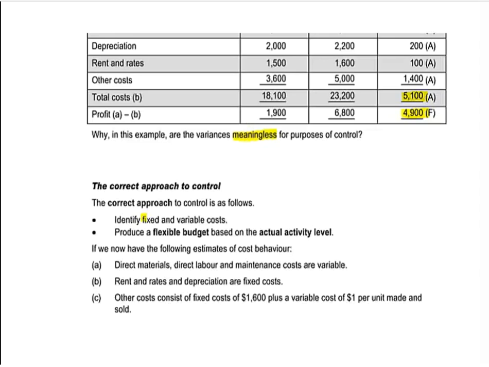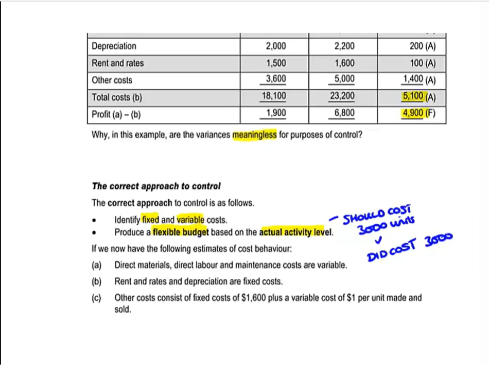Well, we'll need to identify which costs are fixed and which are variable from the additional information so that we can prepare a flexible budget based on the actual activity level. So here we'll look at what it should cost to make 3,000 units, and we'll compare that to what it did cost to make those 3,000 units, and that will give us our variances.